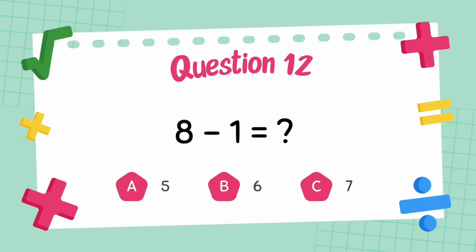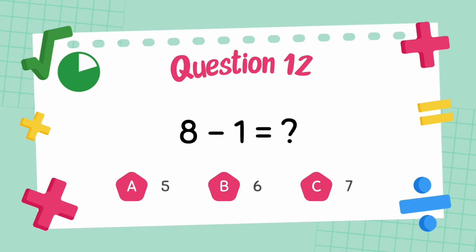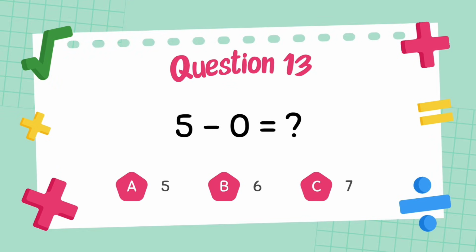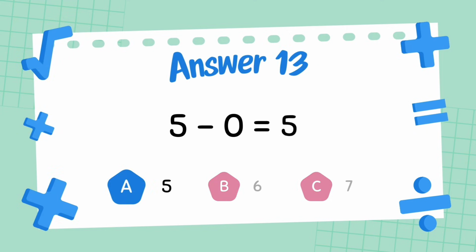What is 8 minus 1? The answer is 7. What is 5 minus 0? The answer is 5.